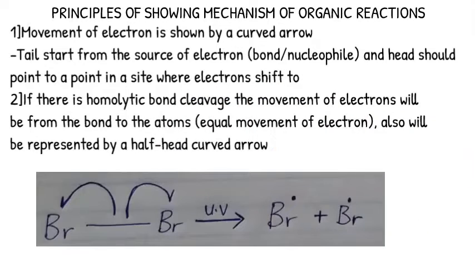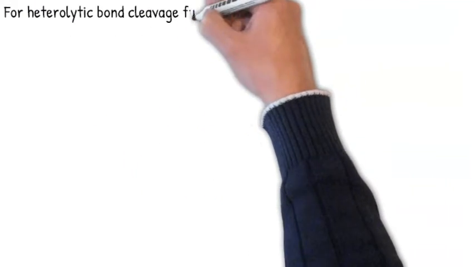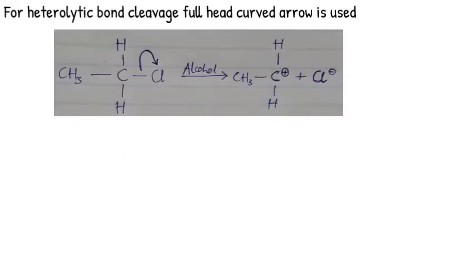For example, under UV light, each atom from bromine gas will acquire one electron from the bond to form free radicals. For heterolytic bond cleavage, a full-head curved arrow is shown. Consider this reaction. The chlorine will acquire both electrons from the carbon-chlorine bond, and the carbon atom will become positive, and the chlorine will become negative.